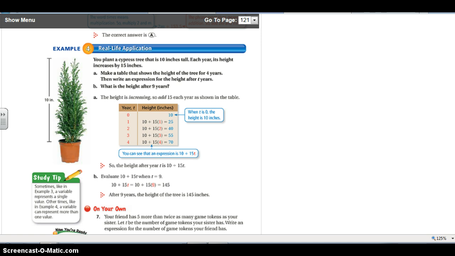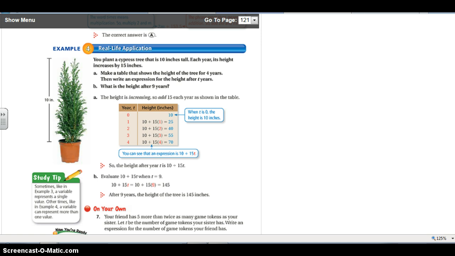You plant a cypress tree that is 10 inches tall. Each year, its height increases by 15 inches. Make a table that shows the height of the tree for 4 years. Then write an expression for the height after an unknown amount of years, the T. What is the height after 9 years? Okay. The height is increasing, so you know it has to be addition.